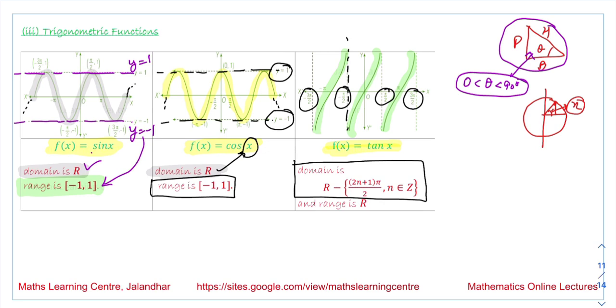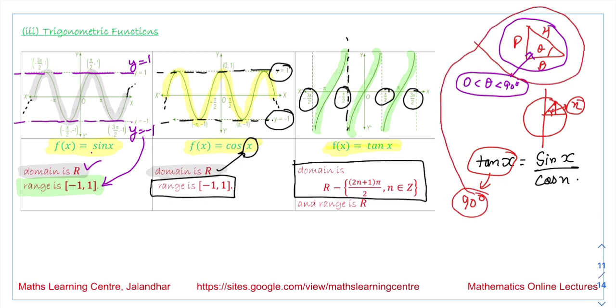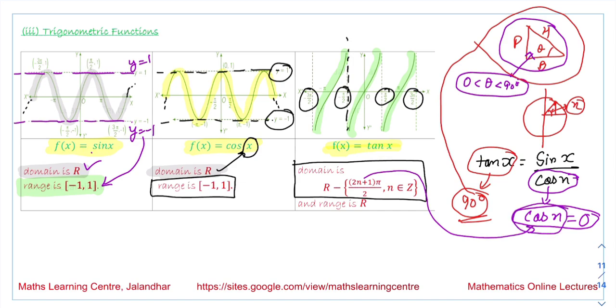What this is basically saying is that the value of tan x is sin x over cos x, and we know that tan x is not defined for 90 degrees. I am talking about the trigonometry that you have studied. So tan x is not defined when the value of cos x is equal to 0. These are the points, the values of x, for which cos x is equal to 0.